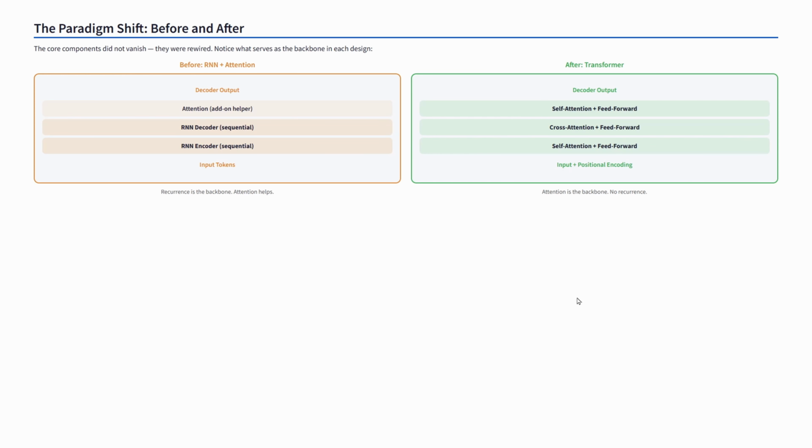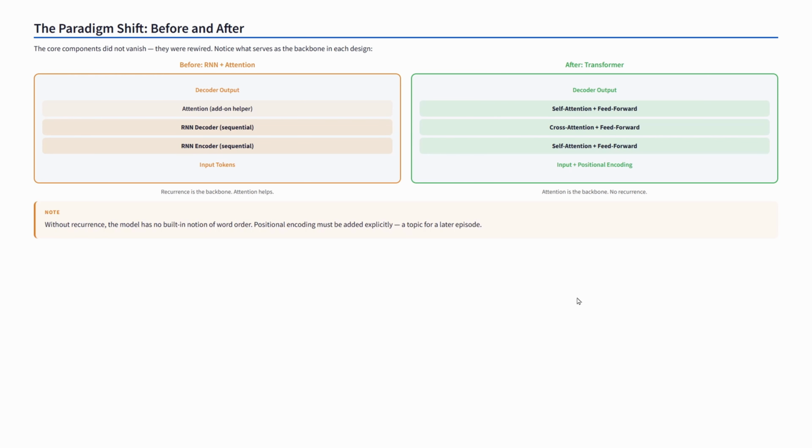On the right, the transformer. The layers look similar at first glance, but they are wired completely differently. Self-attention layers handle all the interaction between the tokens. Feed forward layers process each position independently. And crucially, there is no recurrence anywhere in the architecture. Attention is the backbone now.